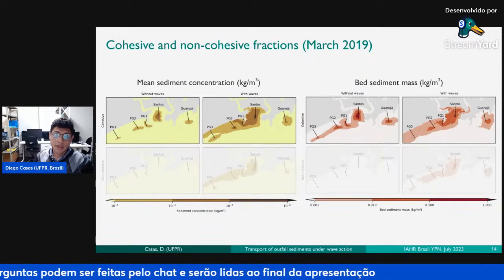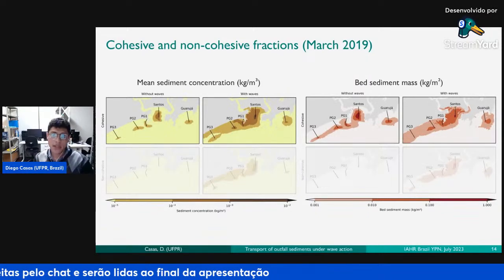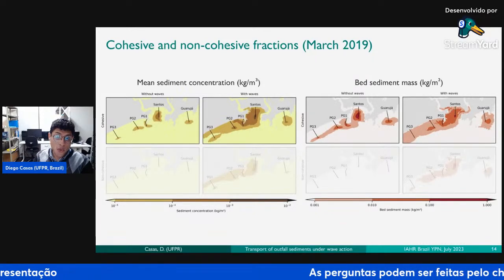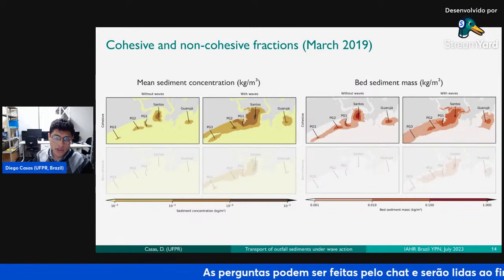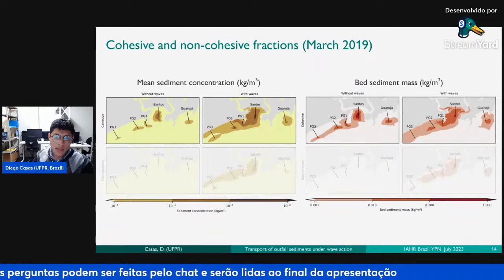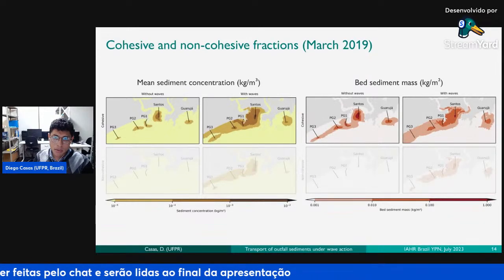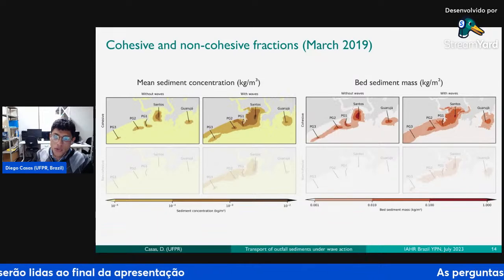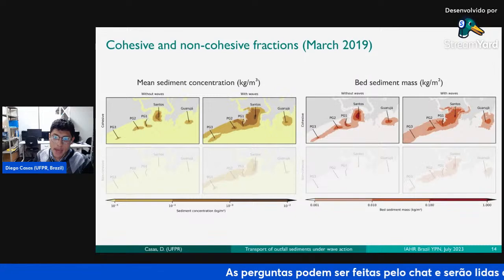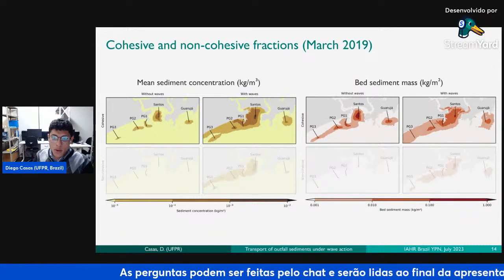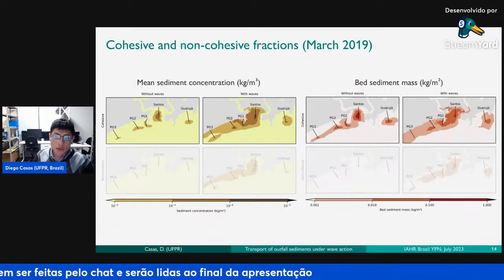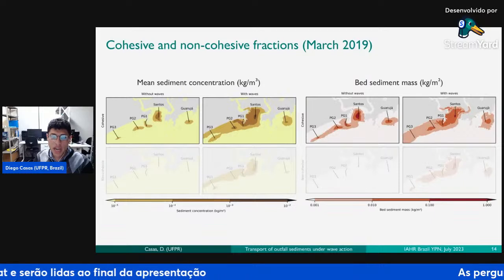Now, if we compare the different fractions, the cohesive and non-cohesive fraction, first for the cohesive fraction, we found that the presence of waves greatly affects the suspended sediment concentration. This is for mean wave conditions for March of 2019. And also for the bed sediment mass, this is the bed sediment deposit. We can see that the bed deposits have more or less the same shape as the plume.